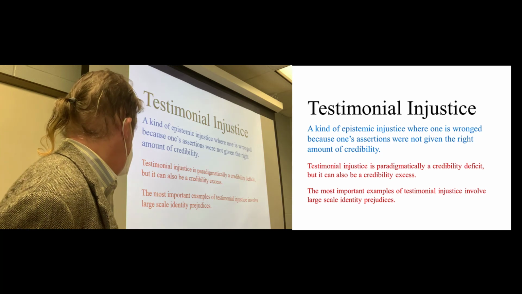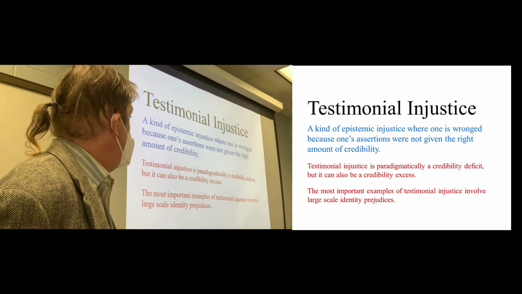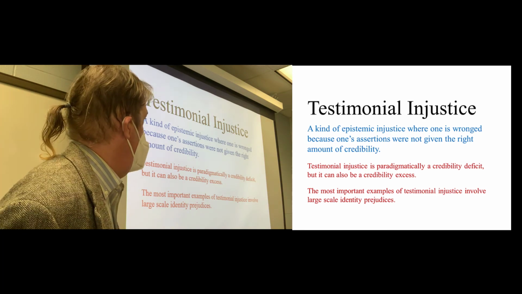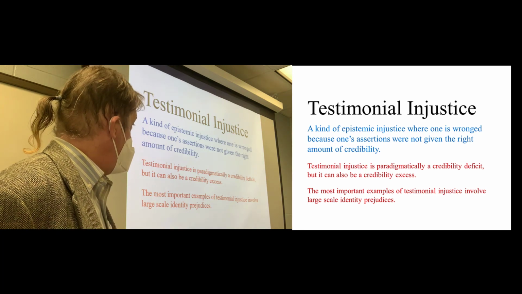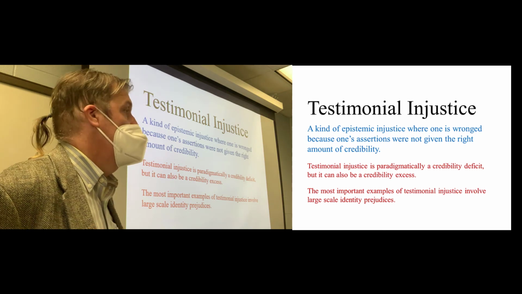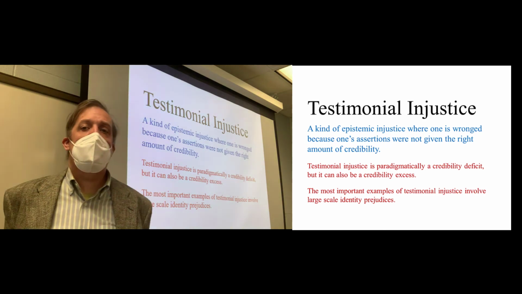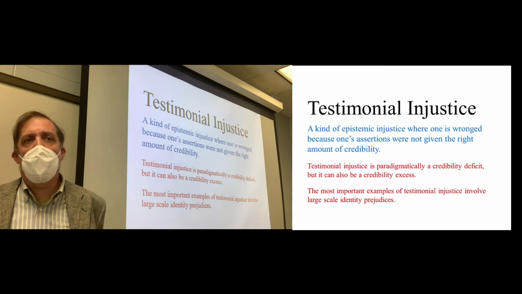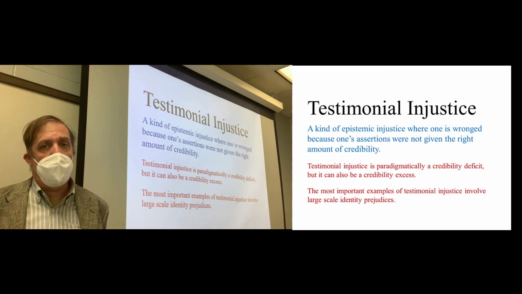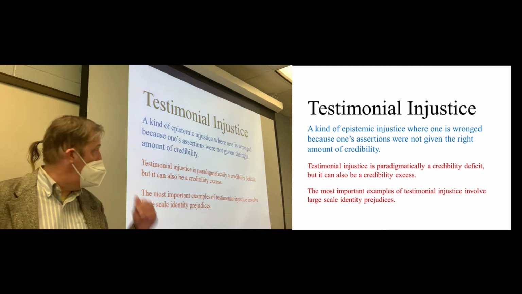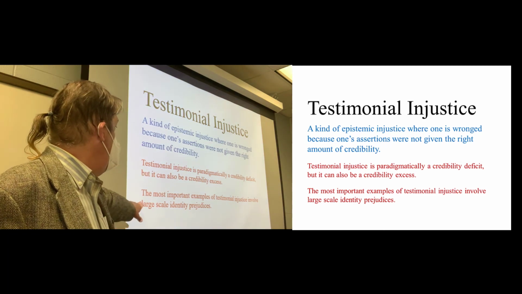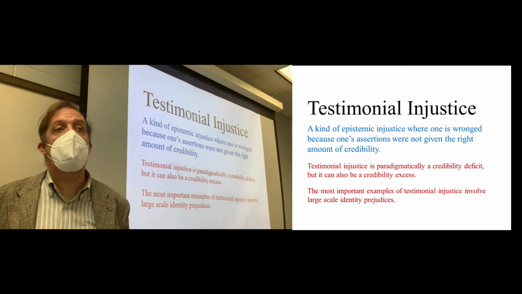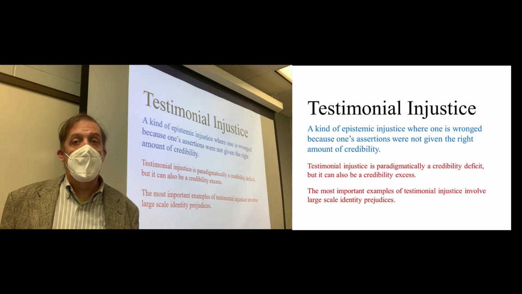Nevertheless, Fricker says that the main cases of testimonial injustice are about credibility deficits. This is what she calls the paradigmatic case, I think. These are situations where you are not believed because of your identity. And she wants to focus on large-scale identity prejudices. So this is where we're going to get to things like race and gender, right?